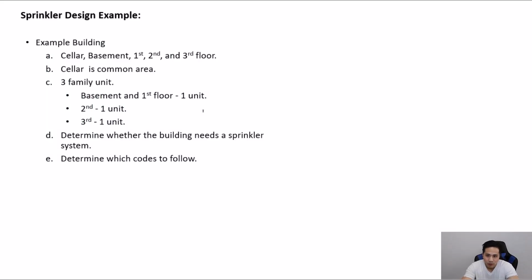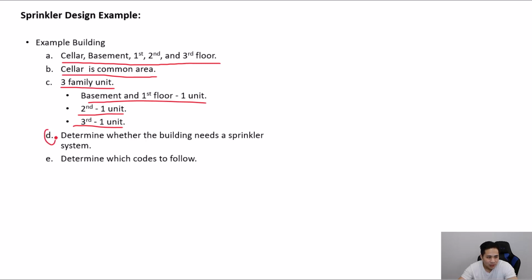All right, so we're going to go over an example now, and the example has these conditions. It has a cellar, basement, and 1, 2, and 3 floors. The cellar is a common area, so all the unit owners can go to the cellar and use it for storage or whatever else they need. The building is 3-family, so the first unit occupies the basement and first floor level. The second unit occupies the entire second floor, and the third unit occupies the entire third floor.